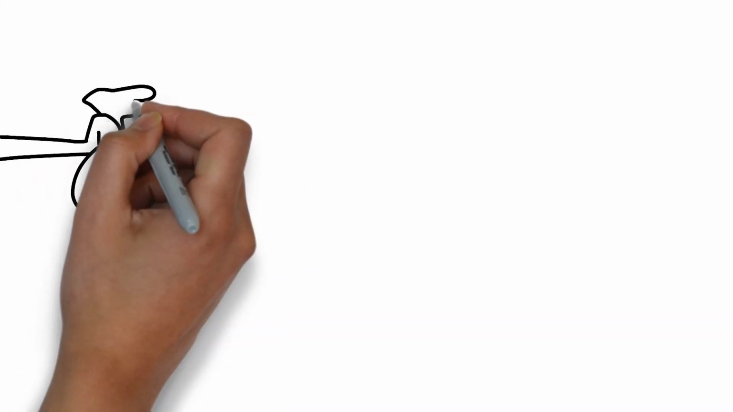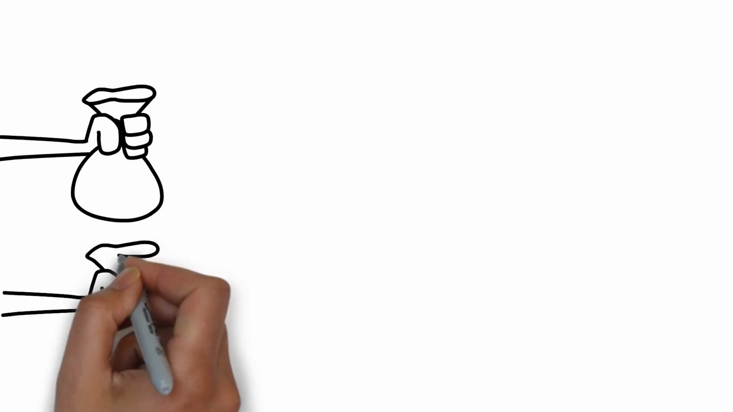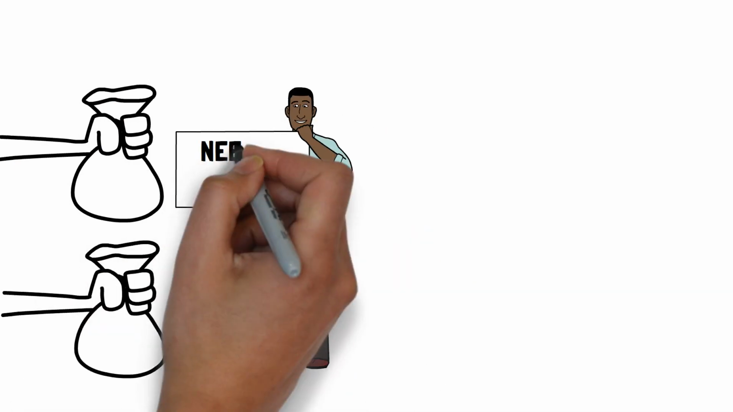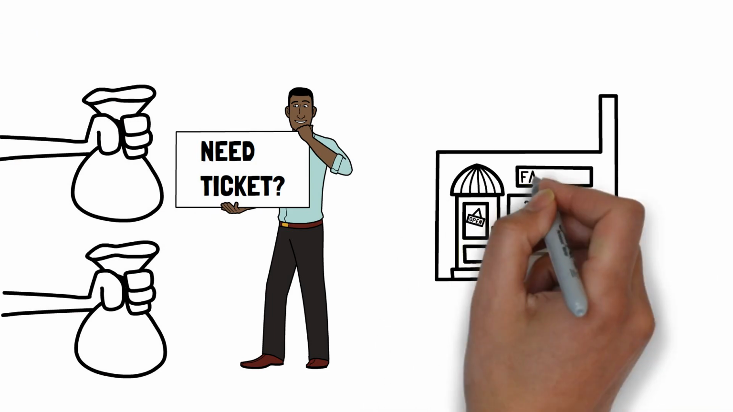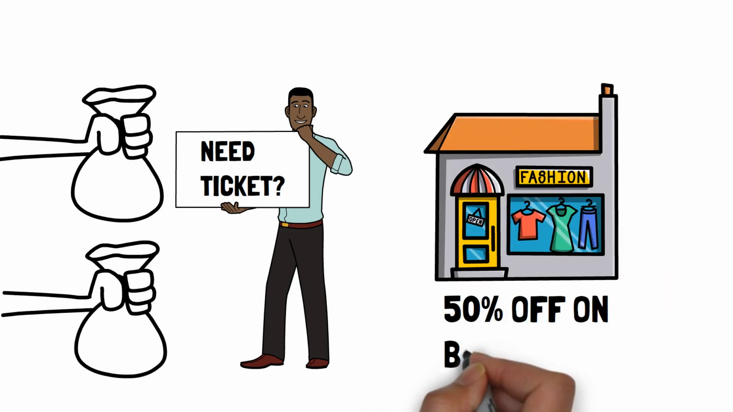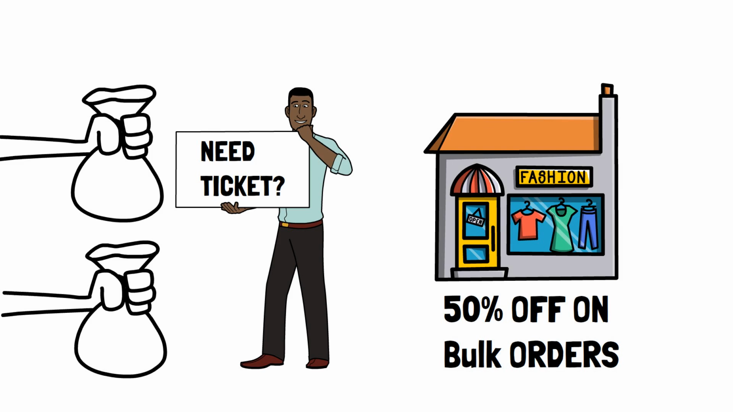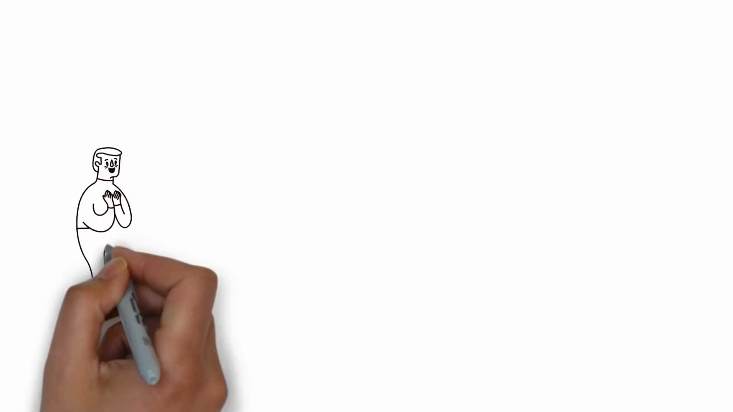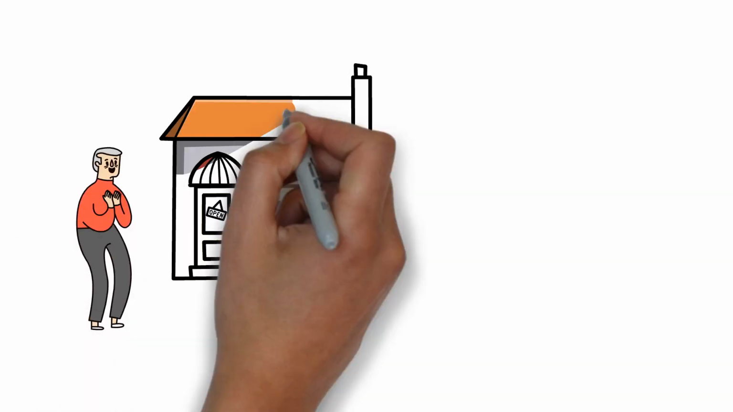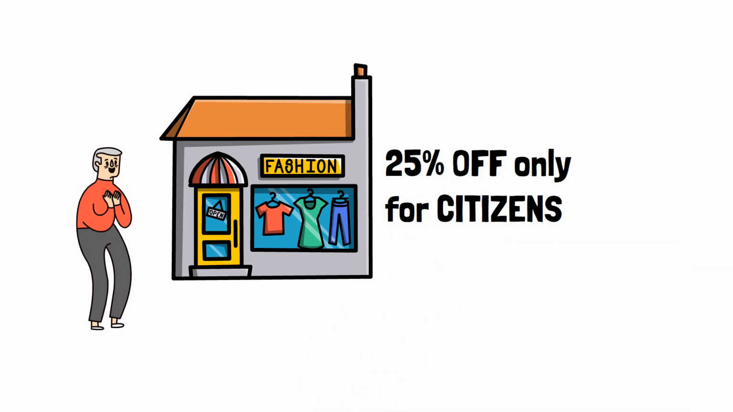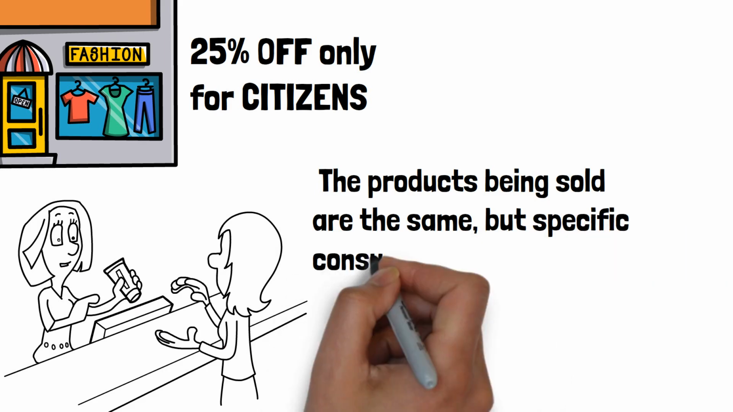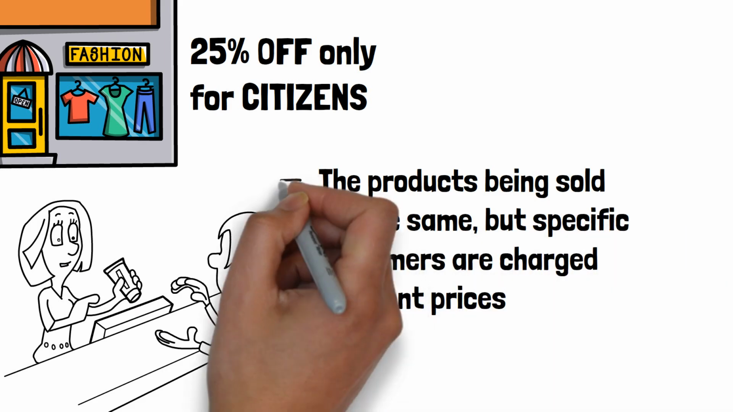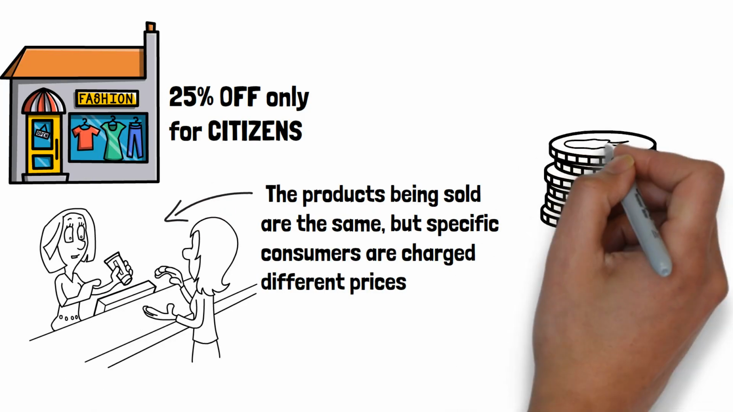First-degree discrimination is demonstrated when a ticket scalper sells a ticket for different amounts to different people based on what they are willing to pay. Second-degree price discrimination is demonstrated by outlets that offer bulk discounts. Third-degree price discrimination is demonstrated by senior discounts. The products being sold are the same, but specific consumers are charged different prices, and the goal is to generate revenues from a demographic that might otherwise not purchase the product.